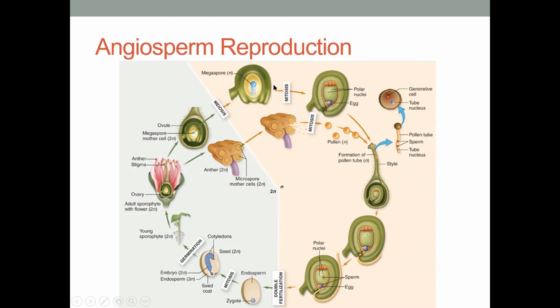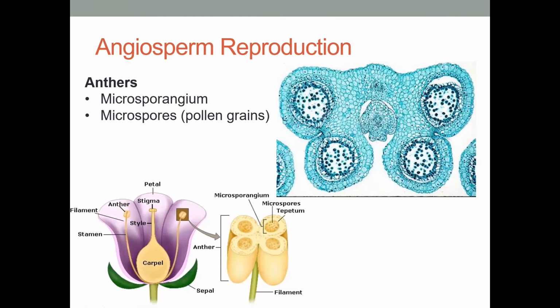So as you can see, the gametophyte stage of seeded plants is very quick. It is the small stage that is found inside the ovule in the female, and the small stage that is the pollen in the male. All right, just looking under a microscope, you can see some of these structures.